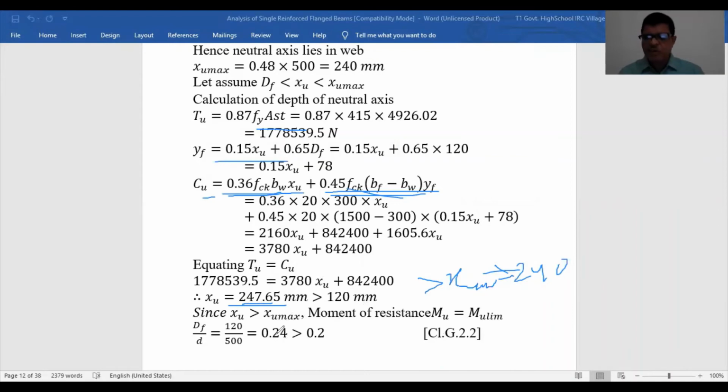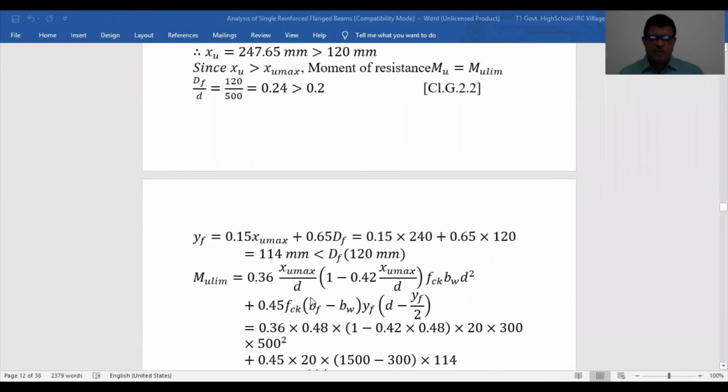So the moment of resistance of an over-reinforced section is limited to Mu limiting. But to find Mu limiting, you have to find the Df by d ratio. Now Df by d ratio is coming more than 0.2. If it is more than 0.2, you have to use clause G-2.2.1. So see that clause and then put the equation into position.